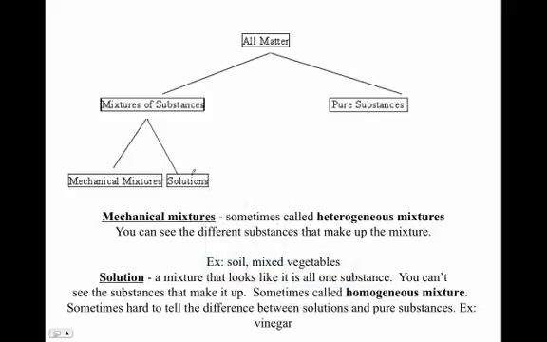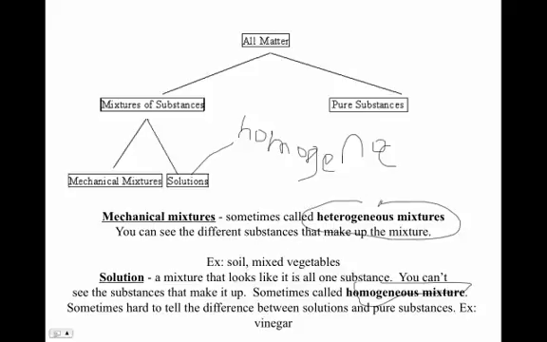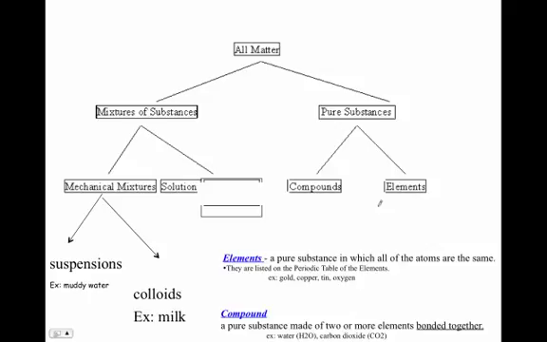Mechanical mixtures and solutions have other names for them. We can also call solutions homogeneous mixtures. Mechanical mixtures are also called heterogeneous mixtures, and there are some examples listed there for you.